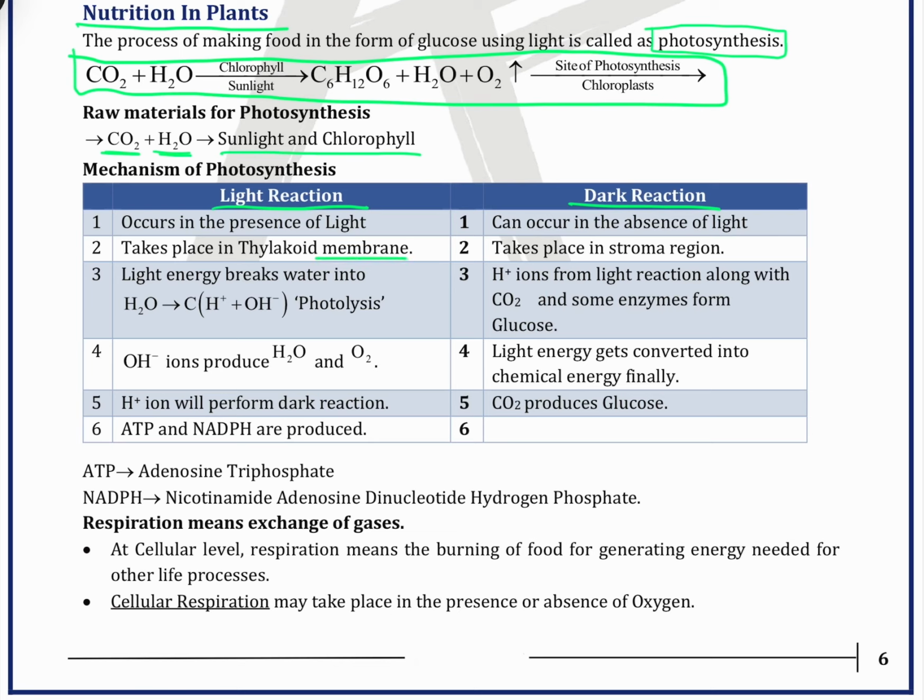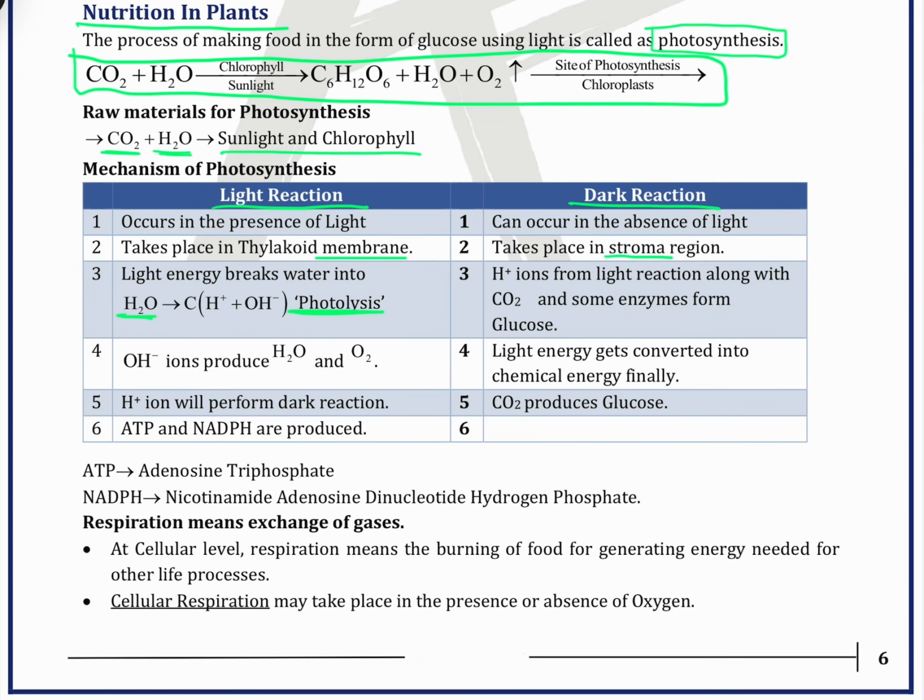If it is in light, then it will occur in the thylakoid membrane. And if it is in dark, it takes place in the stroma region of the plant. Third, we can see light energy breaks water. This is water, a compound, and it will break water into H plus and OH minus. This is known as photolysis.